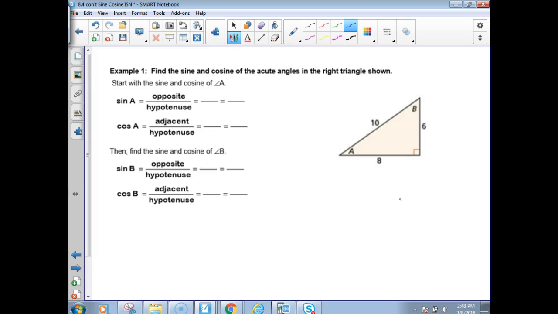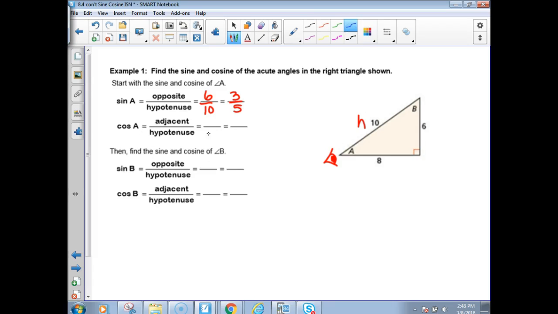All right, so here's what the sine and the cosine look like. You've got this triangle in your notes right here, and we're going to be starting by coming from angle A. That's where we're looking from. If we're looking from angle A, the side opposite would be the 6, and the hypotenuse is where the 10 is. Opposite over hypotenuse, 6 over 10, will reduce to 3/5.